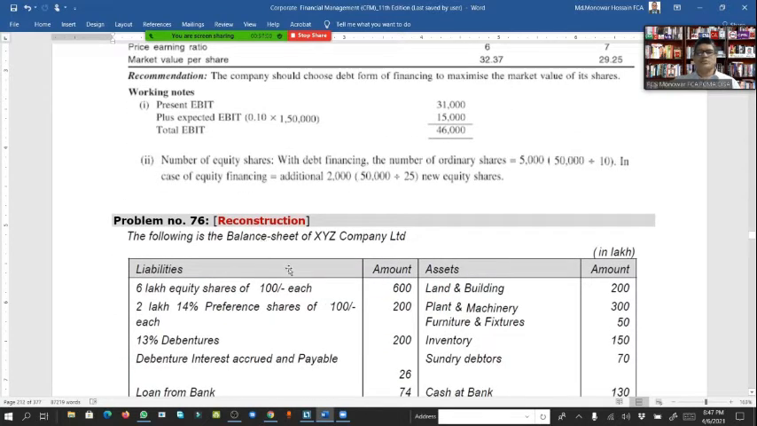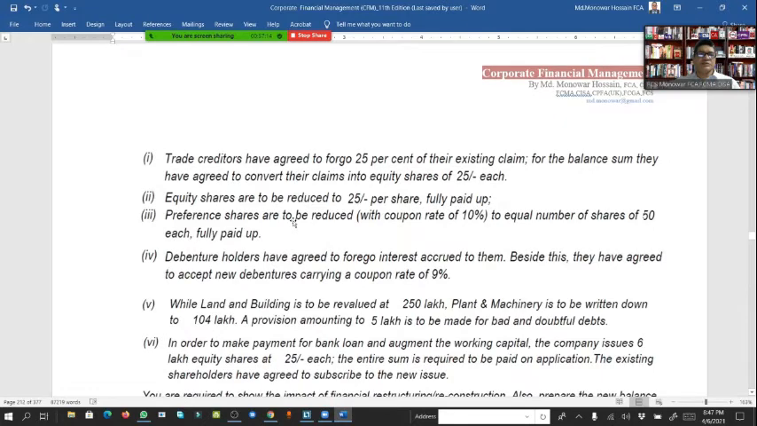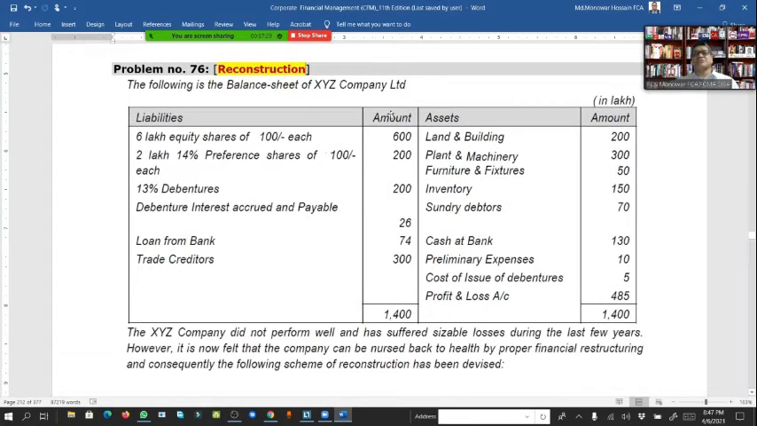Another one, this has not already come, but I will just discuss. Though that math is already in our exam, that math cannot become, but that type of math can come here. So look here, it's a big one also. Construction. Following is the balance sheet of a company. Here liability left side, right side also, though it is a T form, but now it is vertical form. Asset, all things here: equity share, preference share, debenture, interest payable, loan from bank, trade creditors.